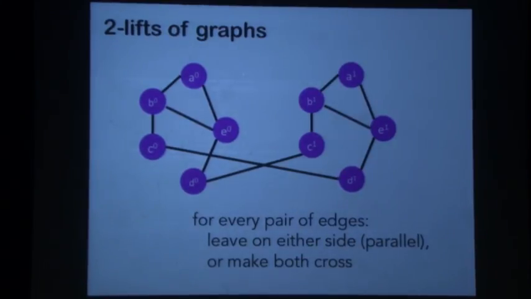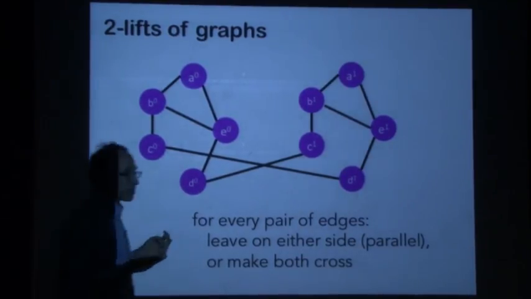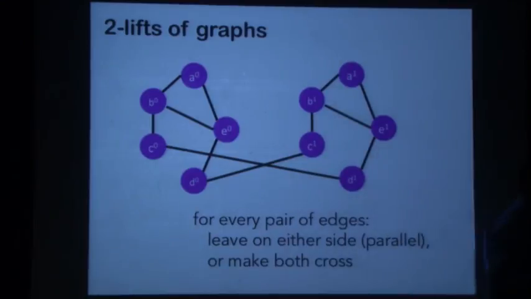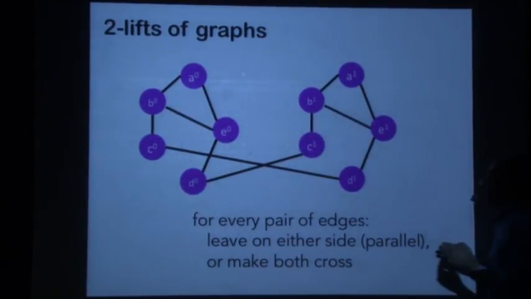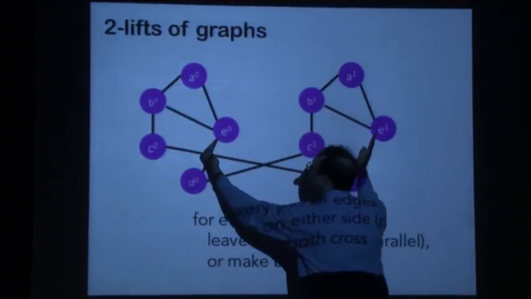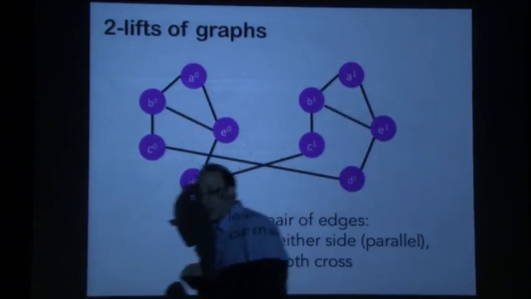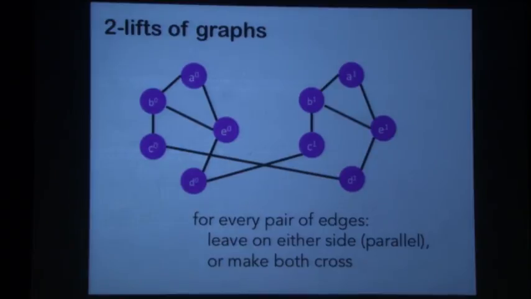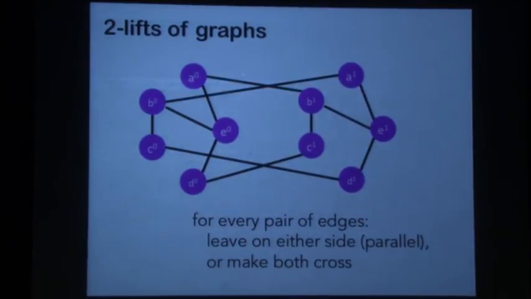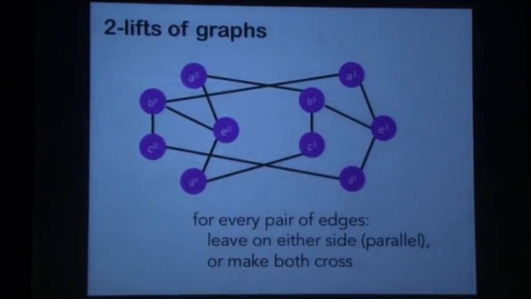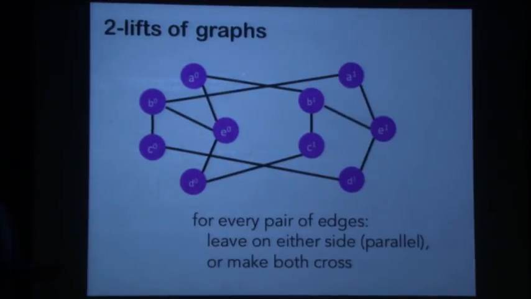So the family of two-lifts is a family of graphs with twice as many vertices, where for every pair of edges, you either decide to keep them as they were, or you decide to make them cross like this. And this gets you a family of graphs in which you can look and hope that one of them, these two-lifts, is good.